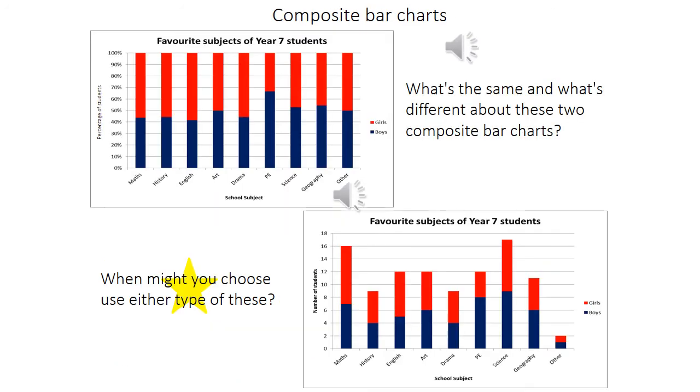Although overall a composite bar chart needs a little bit more work to read easily, if we're looking at just percentages as in the top graph here, then they are quite useful because it's very easy then to see the proportion between boys and girls for the different subjects. Now to see if you understand this, I would like you to do some work from your workbooks.